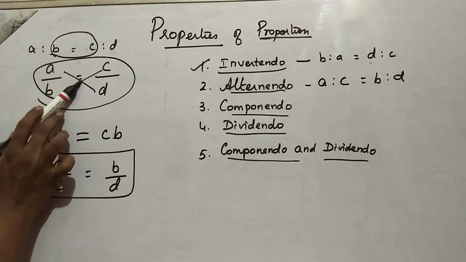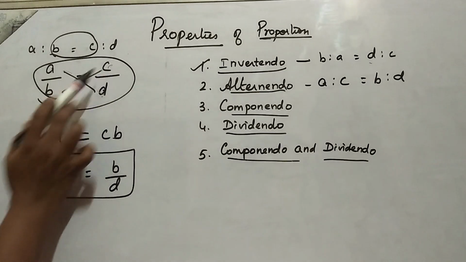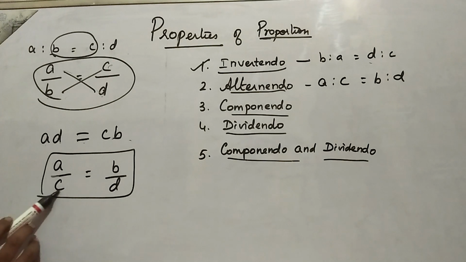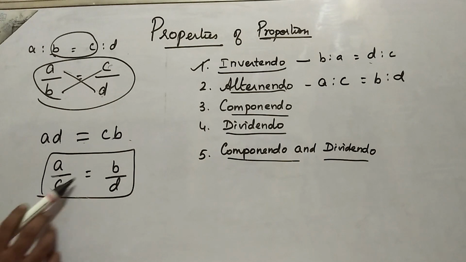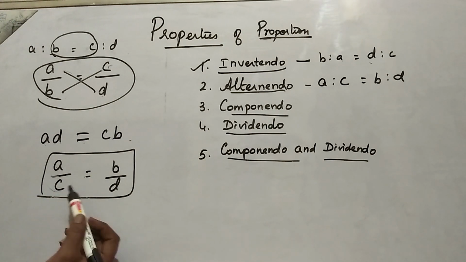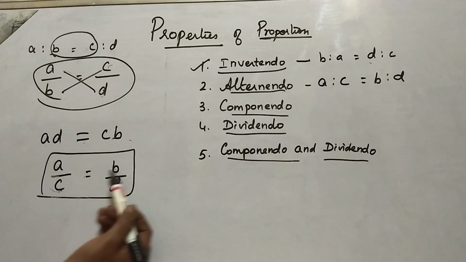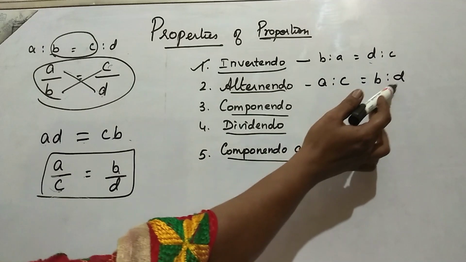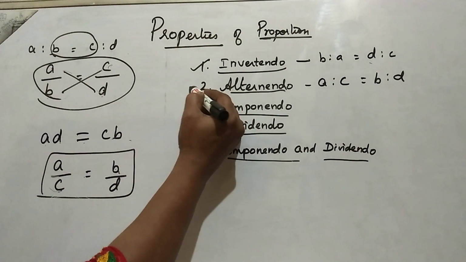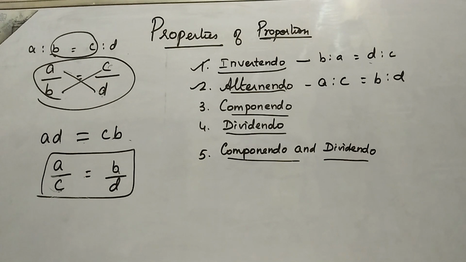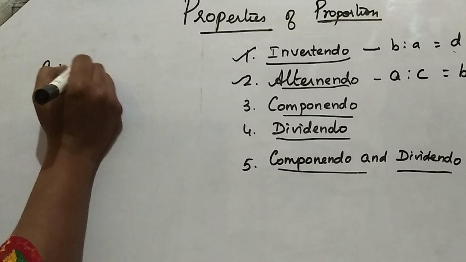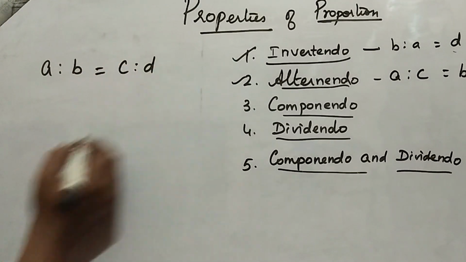So A upon B is equal to C upon D. Cross multiply and you will get AD is equal to CB. Now this we can write because we need an answer in the ratio form. So A upon C is equal to B upon D. So B and C interchange. Clear? So A ratio C is equal to B ratio D. This is alternando.